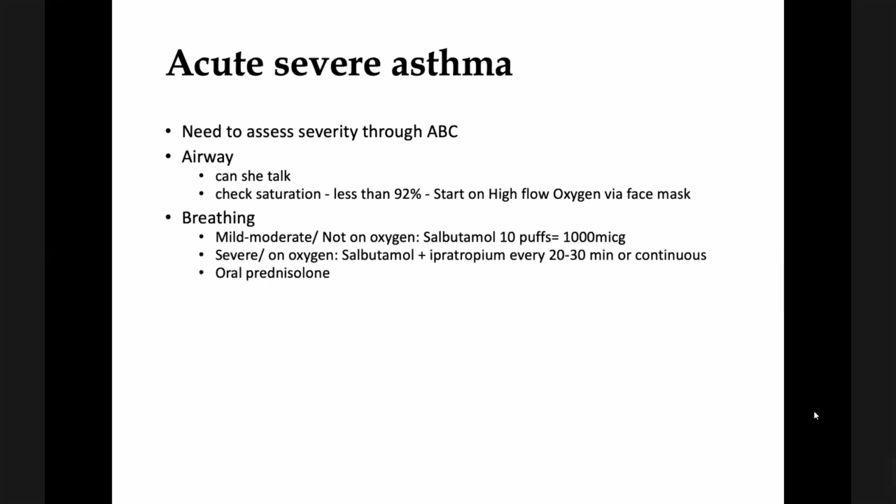Then of course we come to breathing. So you have to check the respiratory rate. You look for work of breathing such as intercostal recessions, subcostal recessions, use of accessory muscles. Then when you auscultate, there will be bronchi.